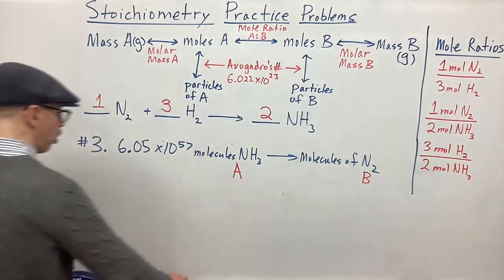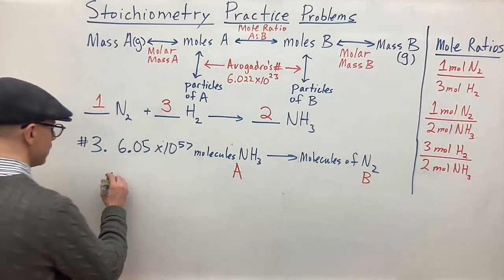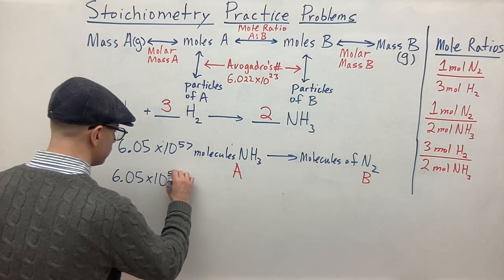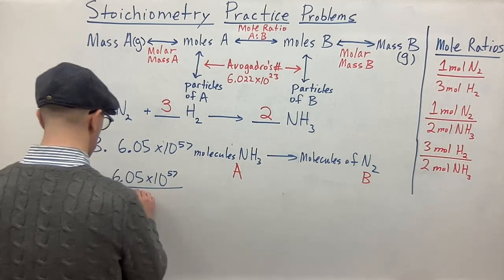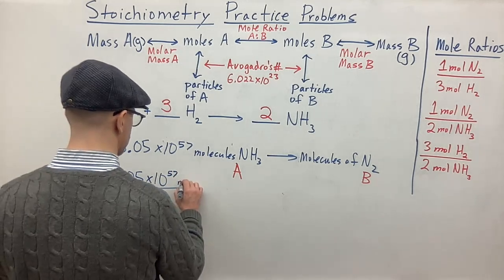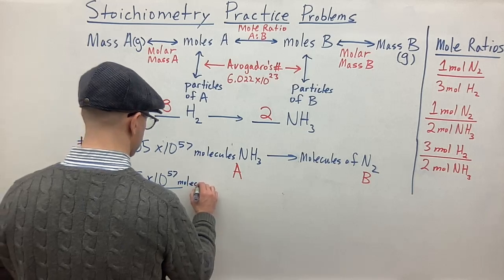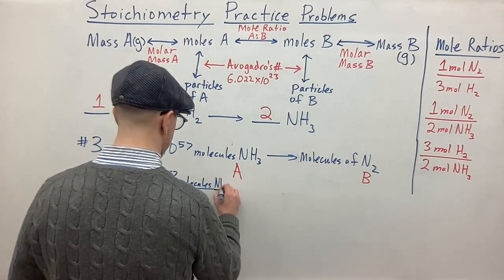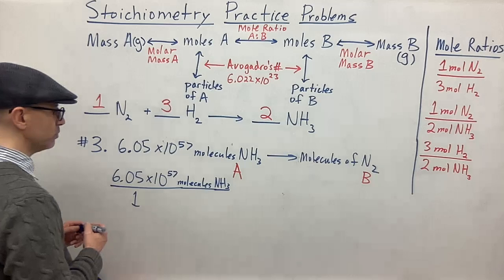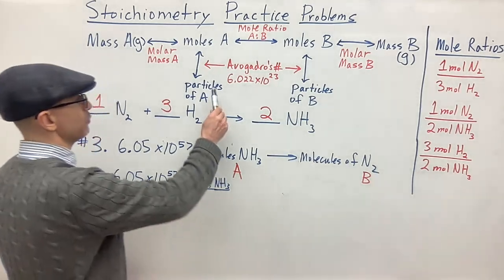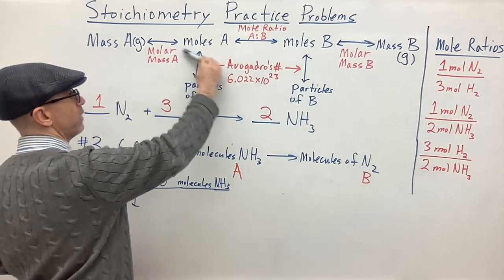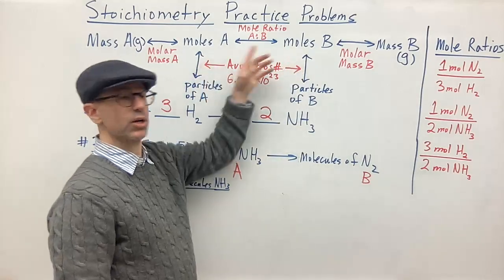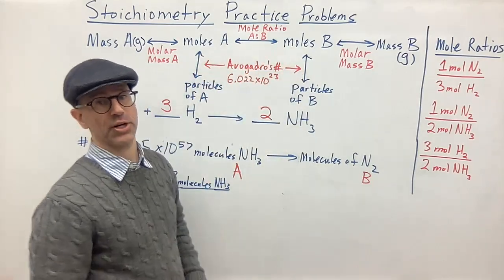So, like normal, we start with what we're given. So we're given 6.05 times 10 to the 57 over 1. And remember, this is molecules. We write out our units. Molecules of what? We have to write our substance, NH3. So, first step, we got particles. We want to go from particles to moles of A. So we're going to use Avogadro's number. Remember, if we want to convert from one substance to another, we have to go through the mole ratio.